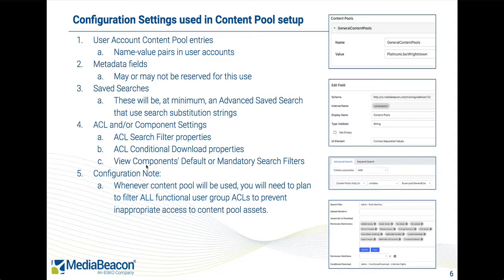One thing that I would really like to point out is that in MediaBeacon 2018 and 2019, we have conditional download as just another ACL property that you can set. It is like a search filter, something that takes a saved search, and anything that is the result of that search is something that user, or all the users of that ACL, are able to download. And when we pair this with a content pool, it can be a per user setting. So this is another thing that we'll talk about.